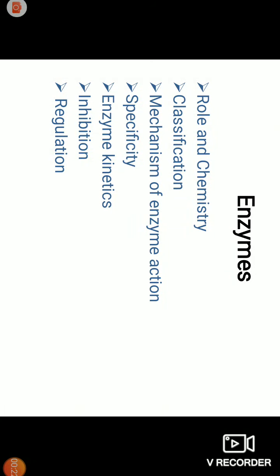In this unit, we have to cover the role and chemistry of enzymes, classification of enzymes, that is the scientific basis of classification and how they are classified, and the mechanism of enzyme action, how they render their activity, and their specificity, which is followed by enzyme kinetics, inhibition, regulation. In addition to these topics, we have to cover small topics like isoenzymes, zymogens, etc.